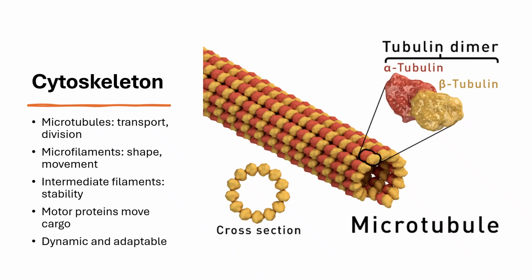Motor proteins move along cytoskeletal tracks carrying organelles. The cytoskeleton enables cell movement, such as in amoebas or white blood cells. It is dynamic, constantly reorganizing to meet cellular needs.